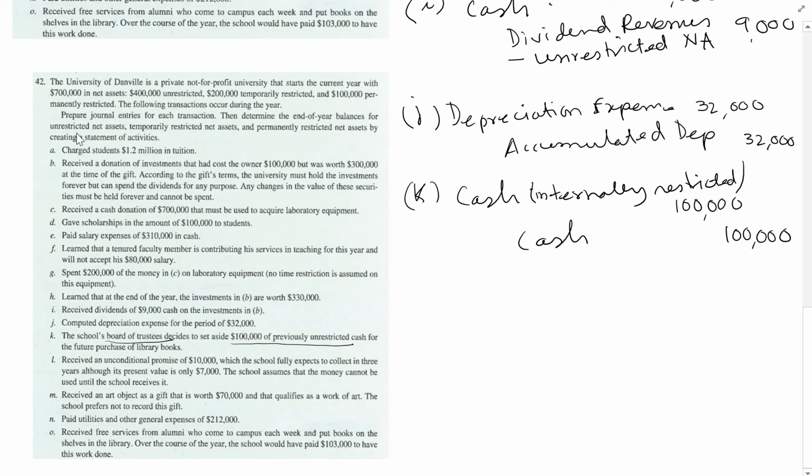Well, now let's see the recent changes, and one of the major changes that FASB made just to simplify this classification, and from this year they have to make only two classifications. One is net assets without restrictions, another is net assets with restrictions.